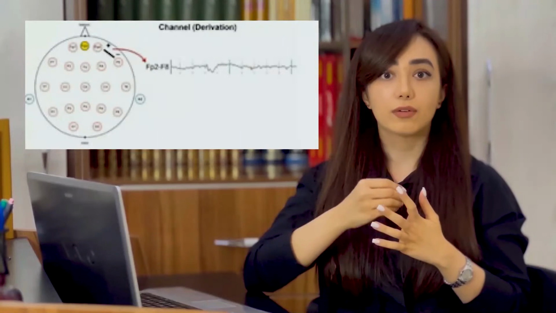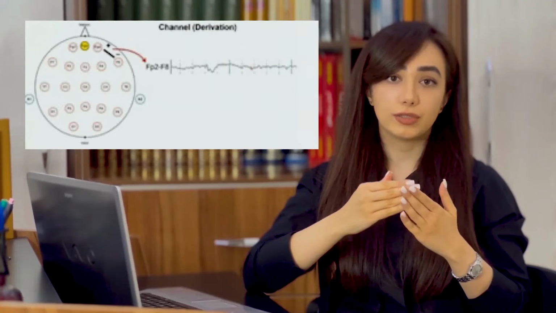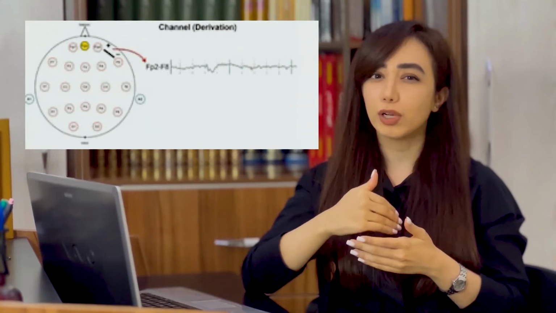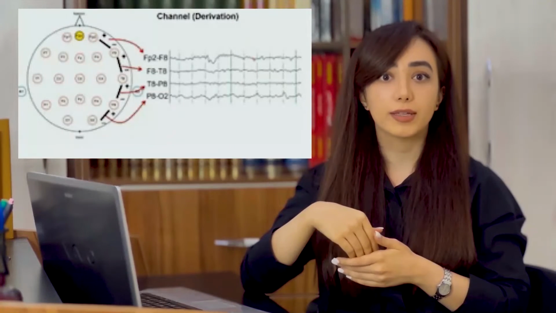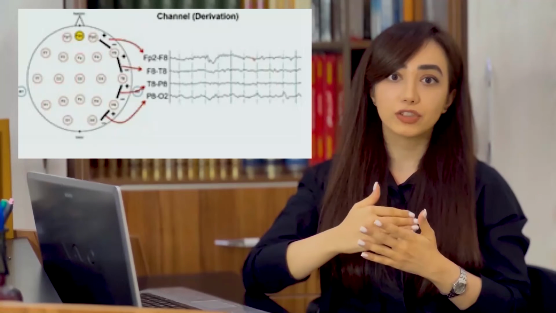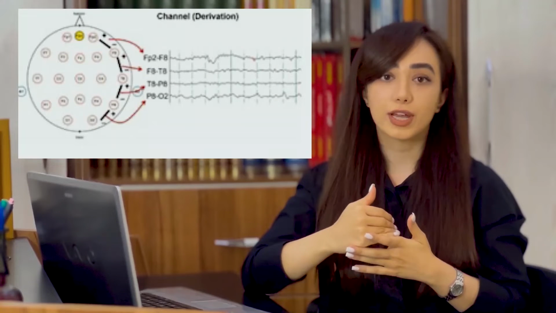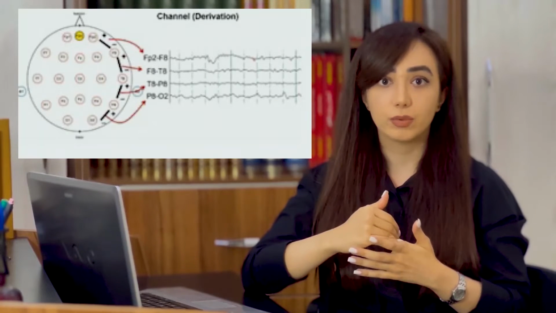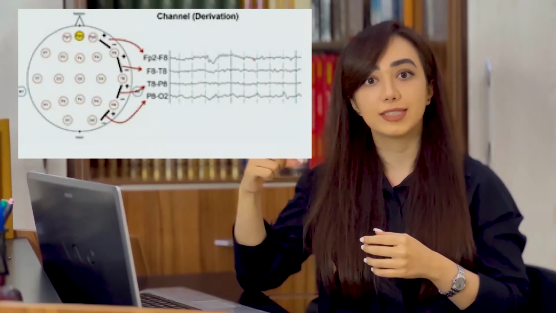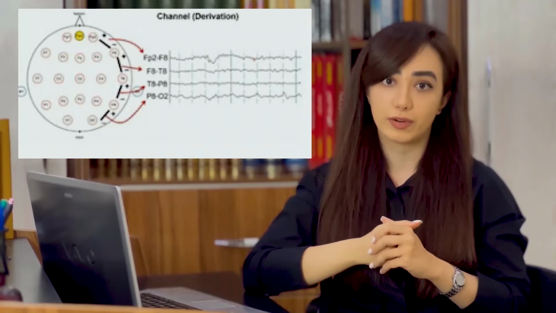A bipolar montage is based on the principle of comparing a single EEG electrode tracing to its adjacent neighbor. One of the most common bipolar montages is the anterior-posterior bipolar montage. Going through this systematically, we may start by comparing FP2 to F8. This will generate a tracing which we call a channel or derivation. We will then continue posteriorly, starting at F8 and going to T8, generating another channel or derivation.